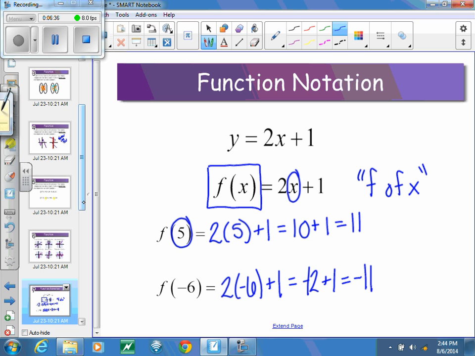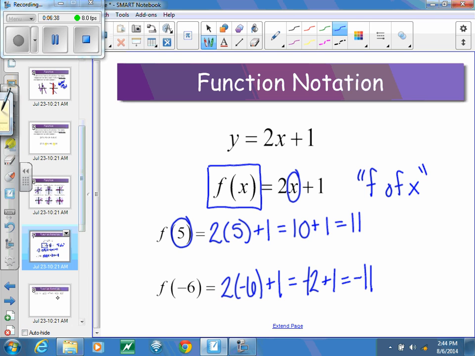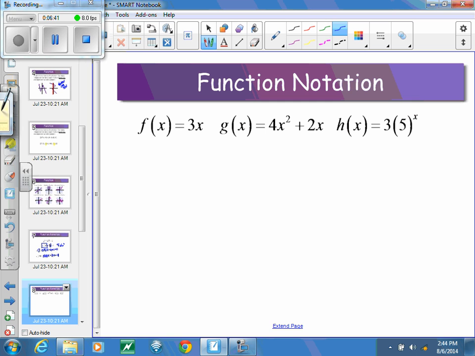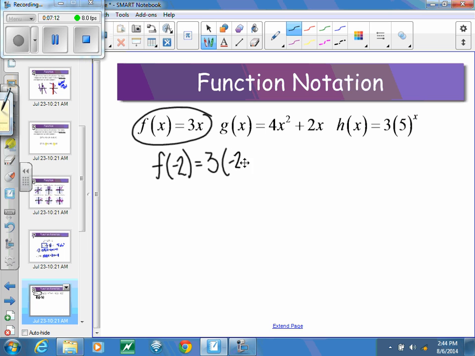Now the reason that we give functions names is so that you can address more than one. So here I have three functions that we're looking at: function f, function g, and function h. This way I can use the names of the functions rather than saying, okay, function 4x squared plus 2x. I can just say function g instead. And then we can also do some different evaluating. So if I wanted to evaluate what f of negative 2 is, I could go to function f here, which is 3x, so take 3 times negative 2, and we would end up with negative 6.